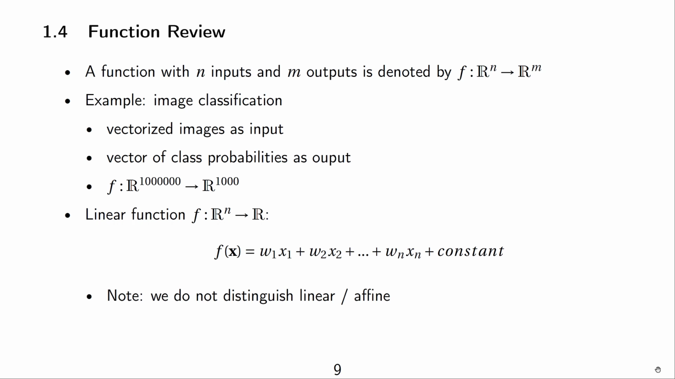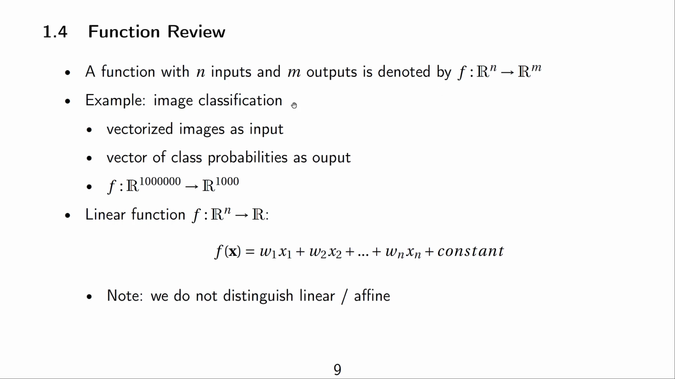Some words about functions. We'll have a function denoted like this, f from R to the power of n to R to the power of m, and that means that this function has n inputs and m outputs. Of course, again, this is just a simplifying assumption to always talk about R, but the network could take integers as input, or maybe even as output as well, or there could be other types of input or output.